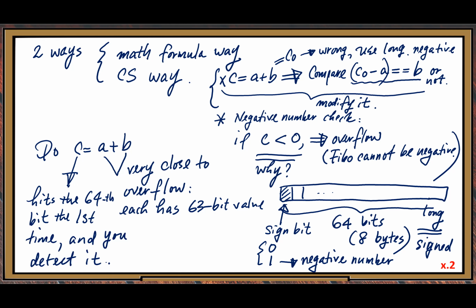Okay, so you use the negative property check, so you detect it, you catch it. The first time it hits overflow, the sign bit becomes 1, value 1, that means negative, and you use this property to catch it. In this way, you can catch that overflow phenomenon. So that means you need to modify the old way to this way.